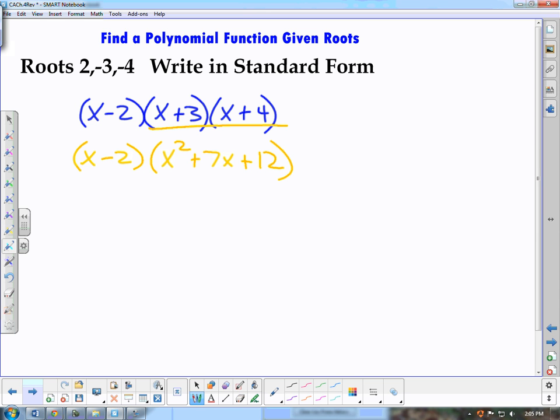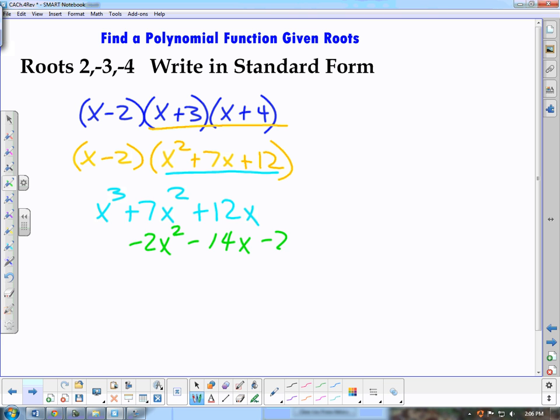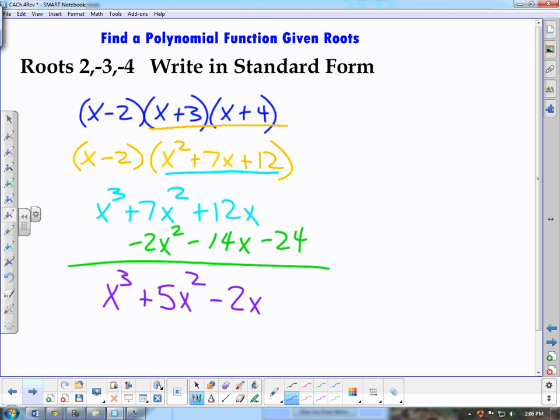And then doing this, that is what you get when you multiply the x times this trinomial. And when you multiply a negative 2, you will get that. And combining these, and then minus 24.